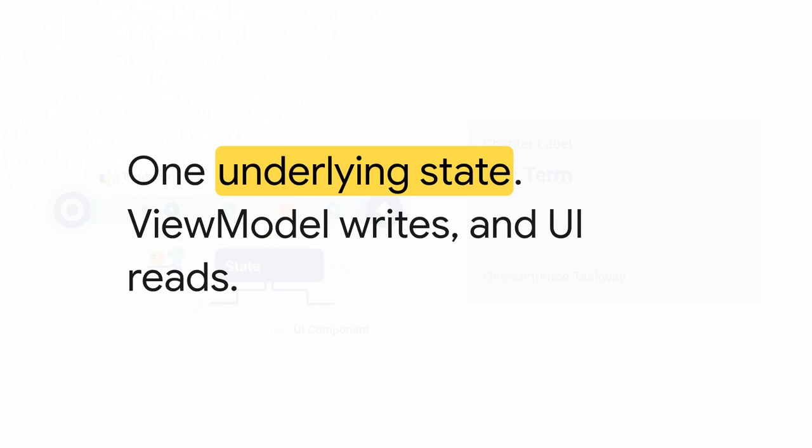In your code, it looks like this. The ViewModel declares _uiState as a MutableStateFlow. It's private, meaning the ViewModel is the sole owner.